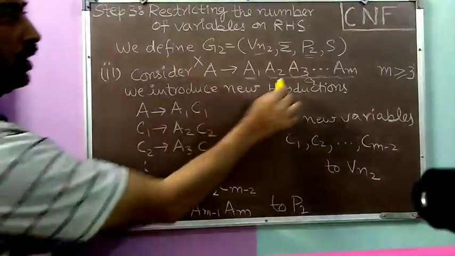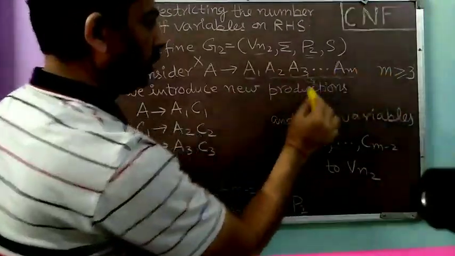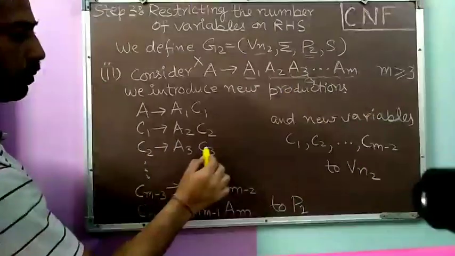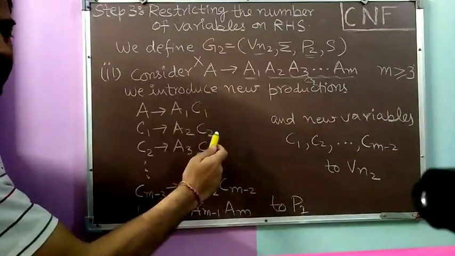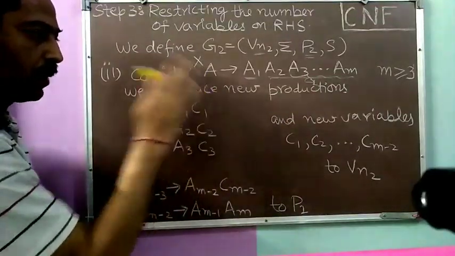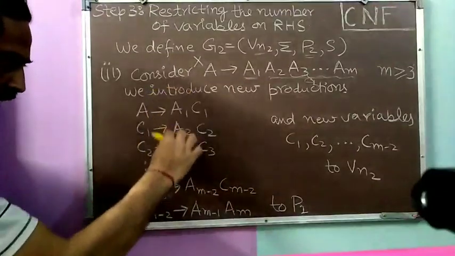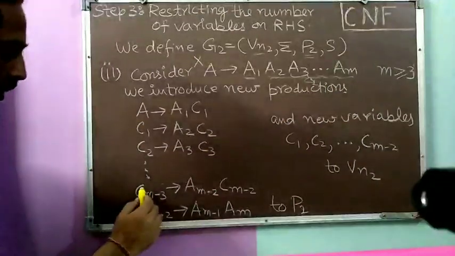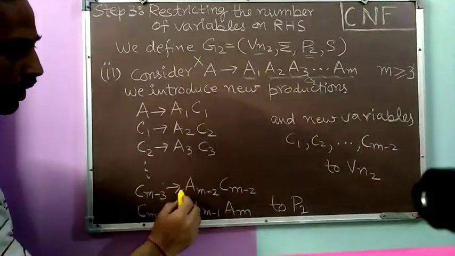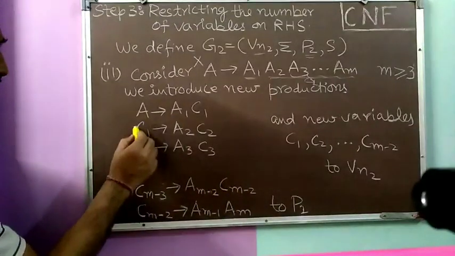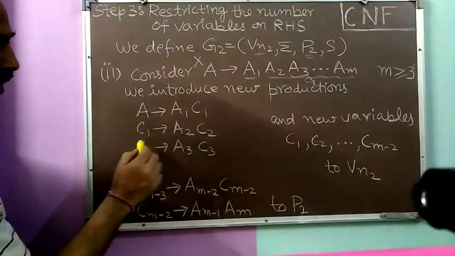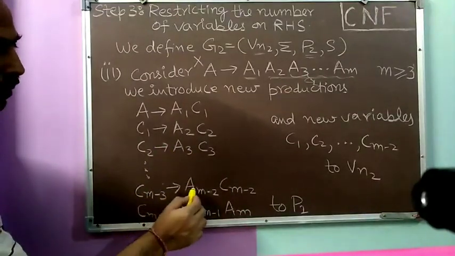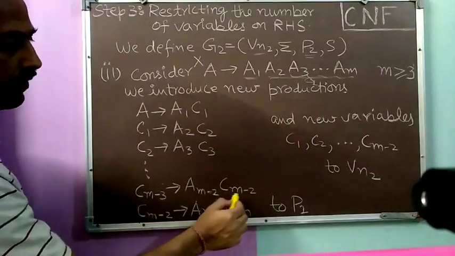Now similarly, C2 will be A3, A4, and so on up till AM. So C2 is A3, and the remaining portion we replace by C3. What we are doing on the right hand side is restricting the length of variables to 2. We will keep on doing this until we reach the last two symbols. That's why C(M minus 3) will be equal to A(M minus 2), C(M minus 2), because if it is C1, then it is A2, if it is C2, then it is A3, always more than one. So if it is C(M minus 3), it will be A(M minus 2), and here we write C(M minus 2).